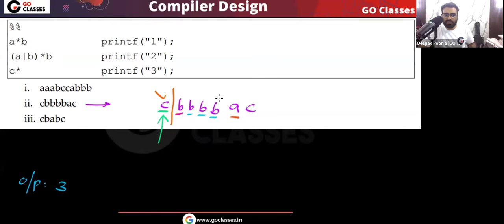Now you can see that when you read this A, it is not ending with B. Yes or no? Okay. Then next there is C actually. Now you can see this is also out of the race.